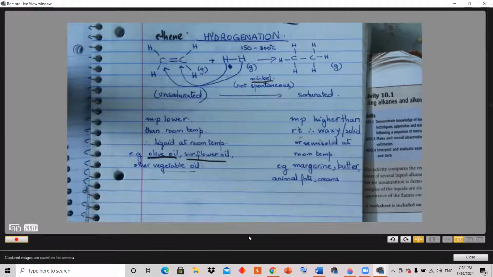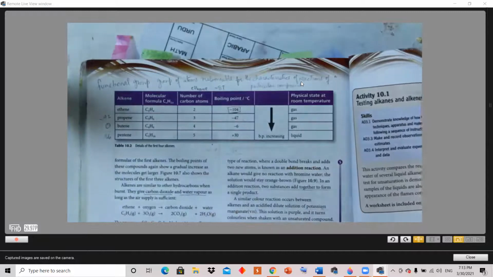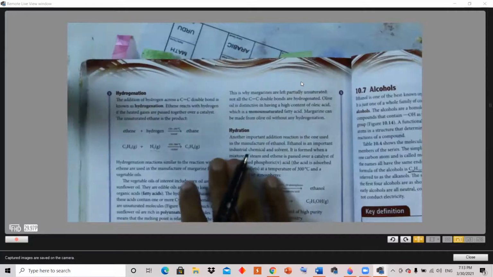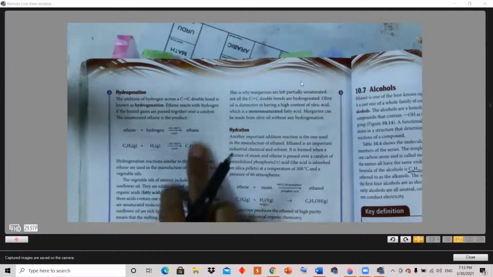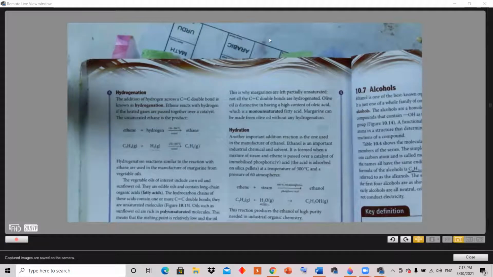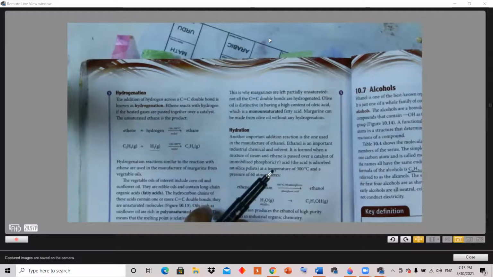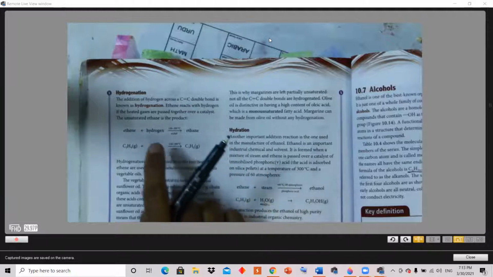Yes, Yusra, I saw your hand raised. Miss, over here you have written that unsaturated is going to saturated ethane, right? But in the book it's written that unsaturated ethane is the product. Where? Let me see. On top of the equation, they have written unsaturated ethane is the product. Unsaturated, I think. Yes.